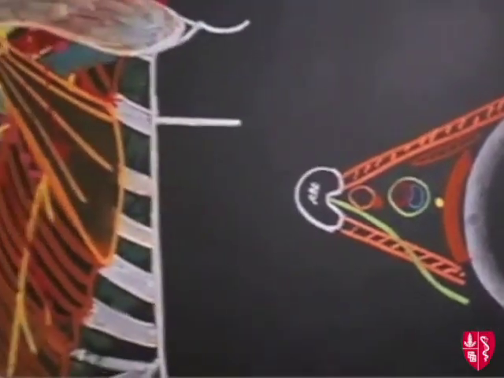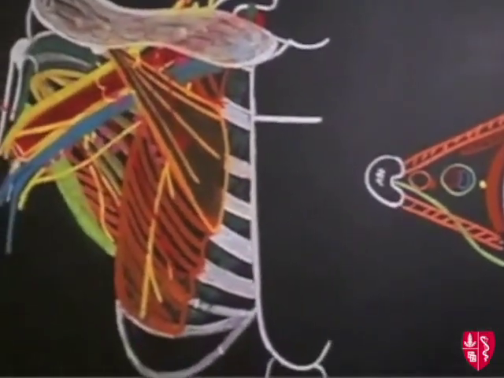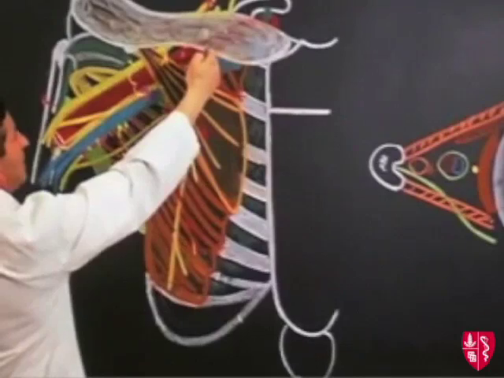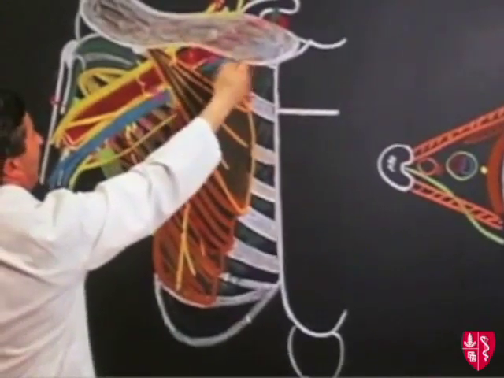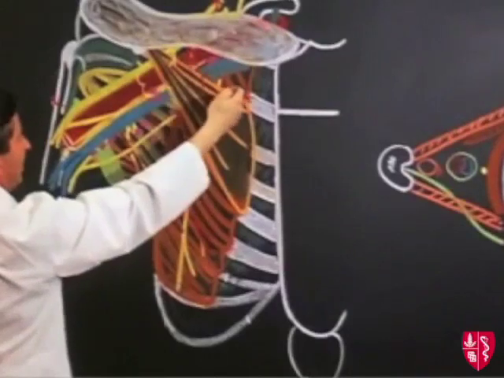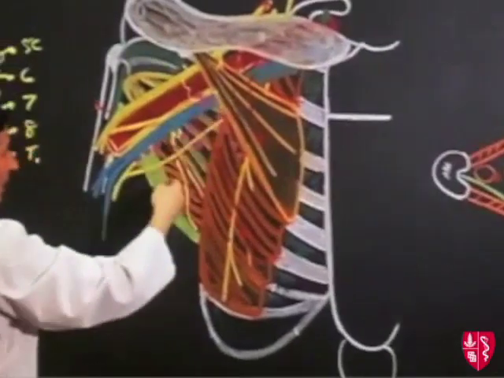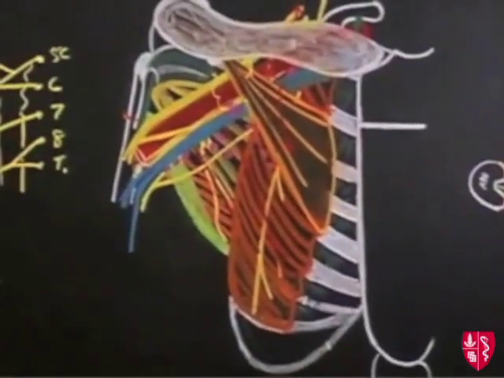a very important layer of deep fascia known as the clavipectoral fascia. Now, the clavipectoral fascia extends from the lower margin of the clavicle down to the upper margin of the pectoralis minor, splits to enclose the pectoralis minor, and then comes down as the suspensory ligament of the axilla.